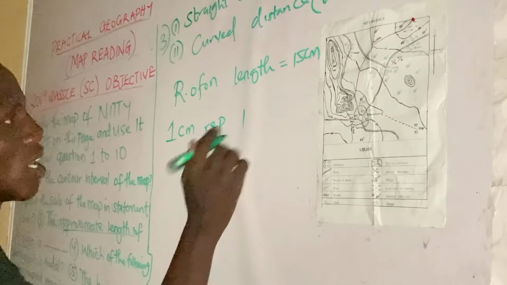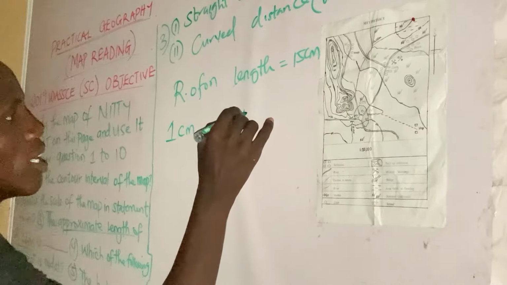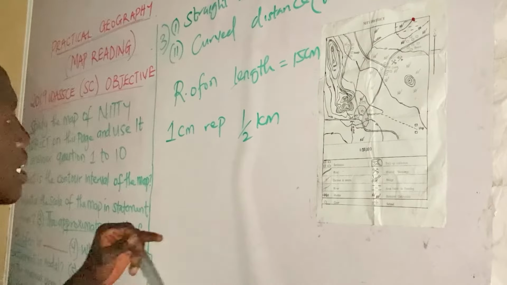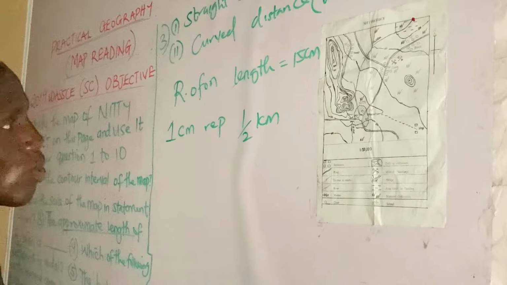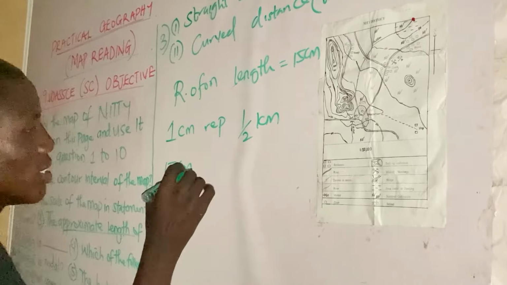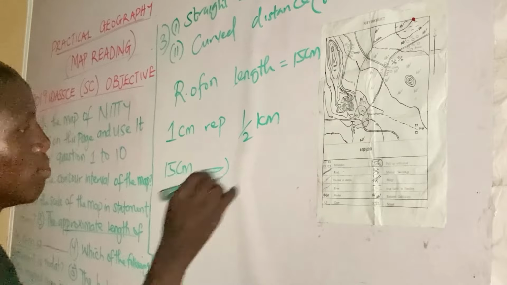Half what? Half kilometer, if I'm using the statement scale. This 1 centimeter is equal to what? 1 kilometer. So what about 15 centimeters? So 15 centimeters will therefore be what?